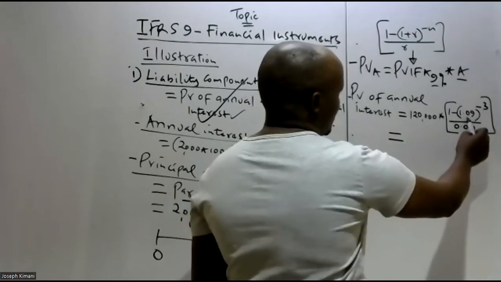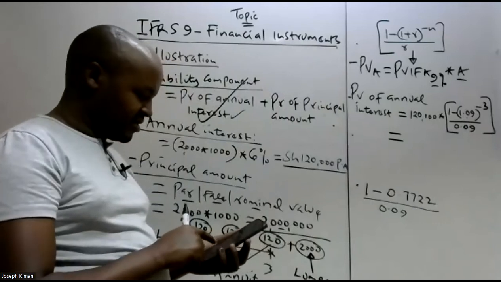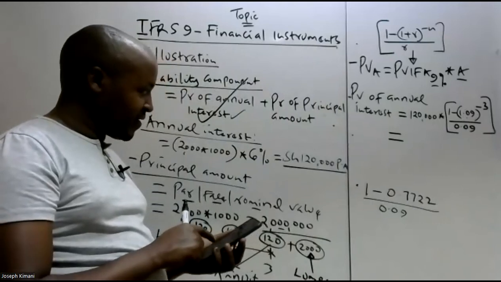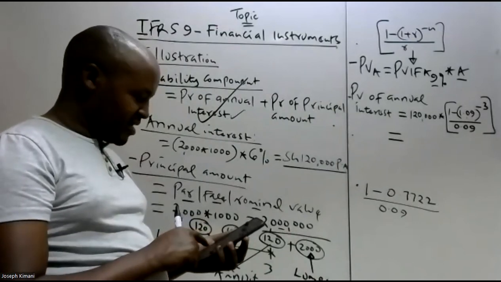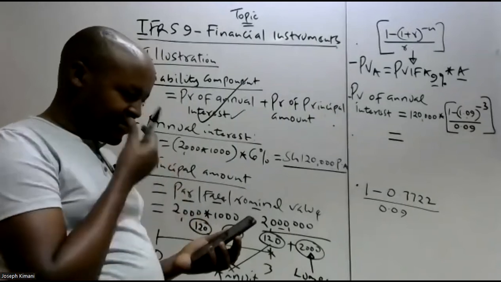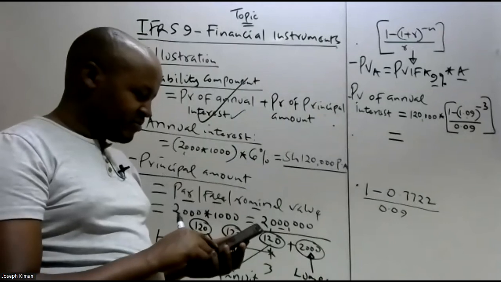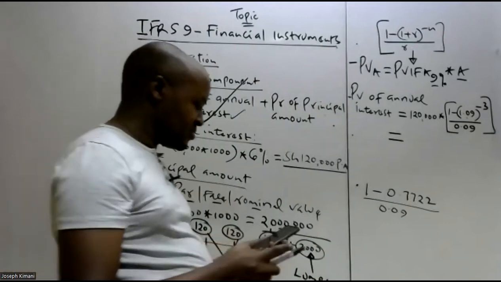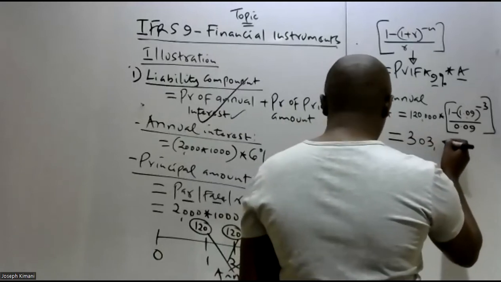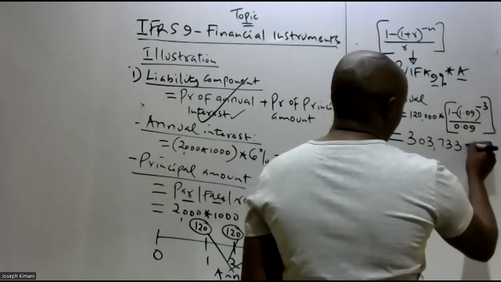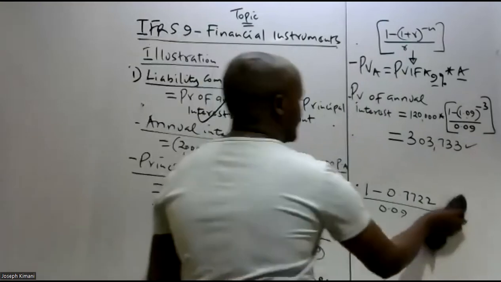So automatically you have to work that out. And then from there we get the final figure: 1 minus 0.7722, and then divided by 0.09. I'm getting around 2.53111, and then you multiply that with 120,000. If I'm not wrong, I'm getting a figure of 303,733. That is what I'm getting. I hope you're also getting the same.